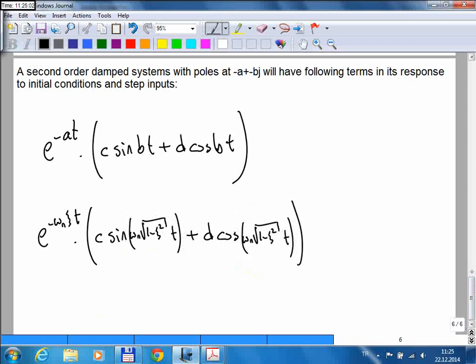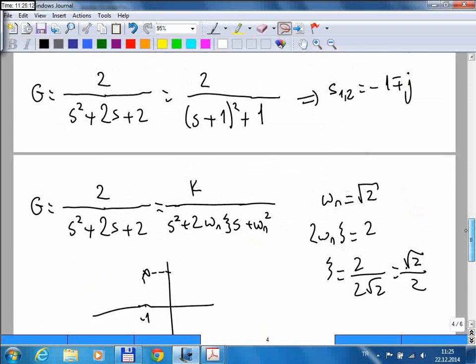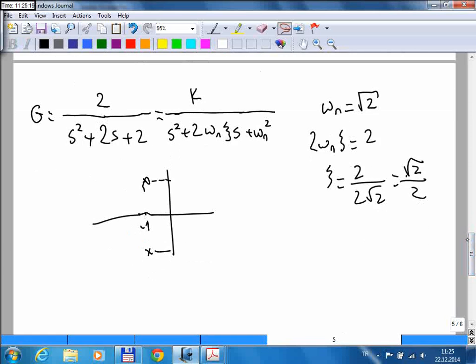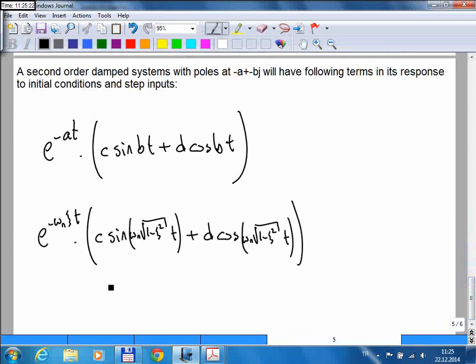Actually, the relation is obvious here. Suppose there are two systems, and suppose that these systems share the same imaginary parts but have different real parts. I'm talking about two systems as follows. I have one system and it has these poles, and the second system has poles here. So they both share the same imaginary part. They are both, let's call it B.